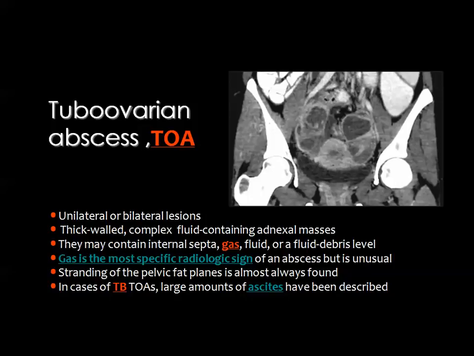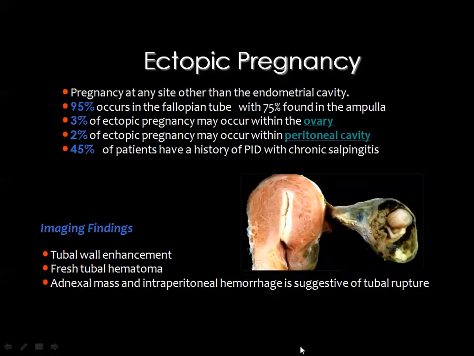Abscesses may be unilateral, may be bilateral, and of course, one of the stigmata of abscesses is the presence of air or air fluid level, but unfortunately, this sign is usually uncommon in almost all abscesses all over the body. Then stranding of the pelvic fat planes is usually found due to the inflammatory reaction of the fat around the ovaries. Then TB tubo-ovarian abscesses are usually associated with large amount of ascites according to the literature. In this case, you see some ascitic fluid in the Douglas pouch.